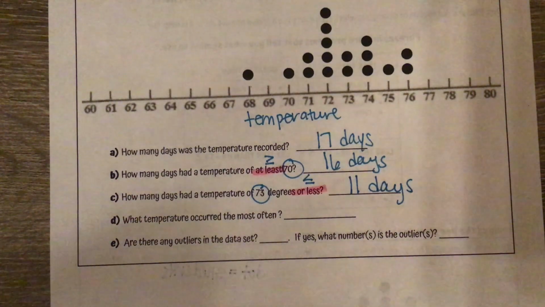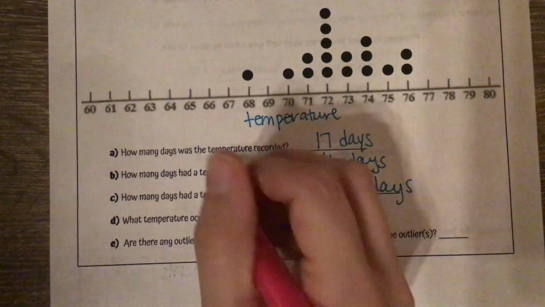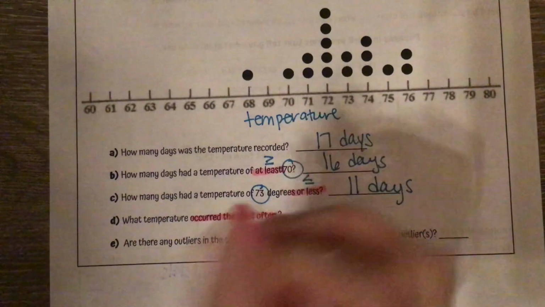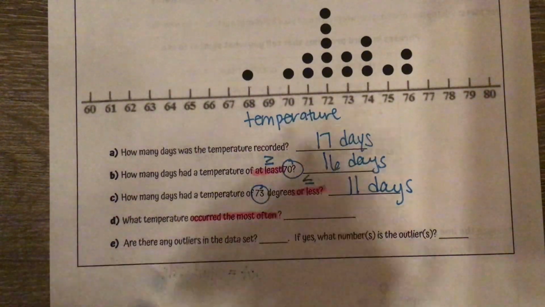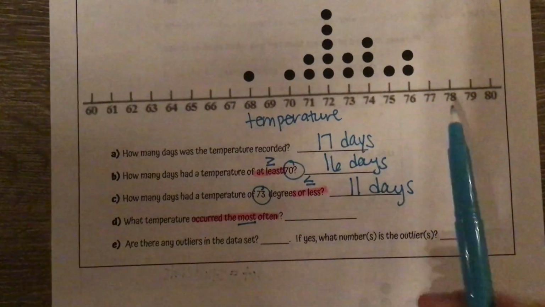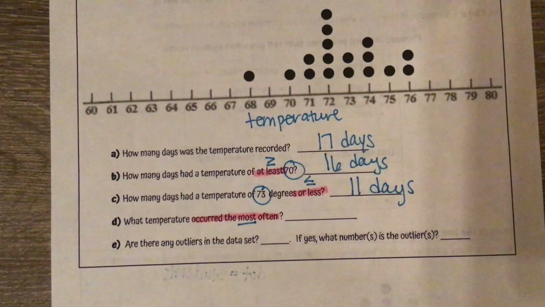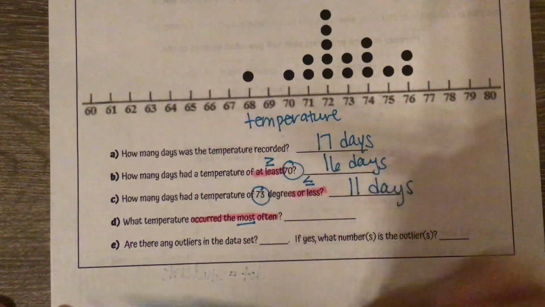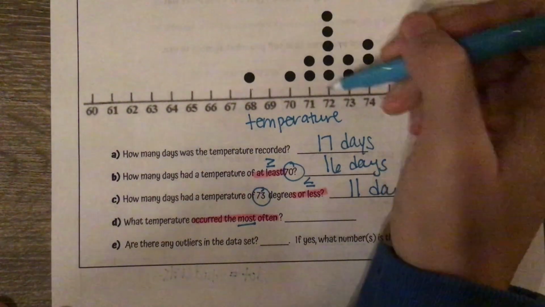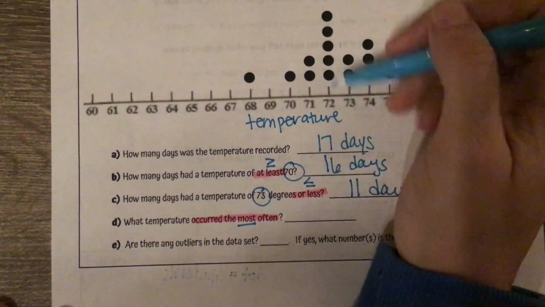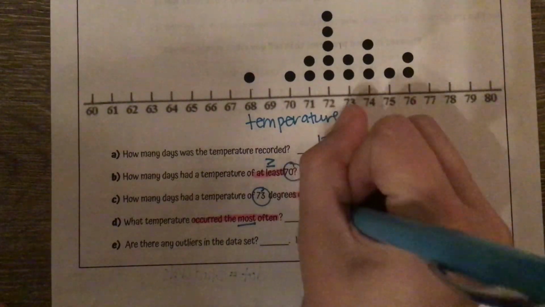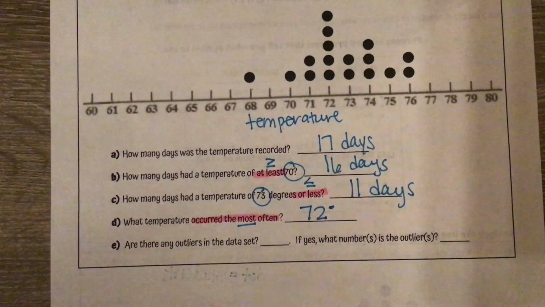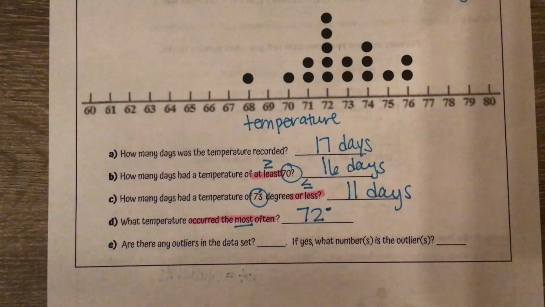What temperature occurred the most often? So we're not saying what's the highest temperature that we had. We're saying which one occurred the most often. So that's when we're looking for where are the most number of dots, and that falls on 72. So 72 degrees was the one that happened most often in May.